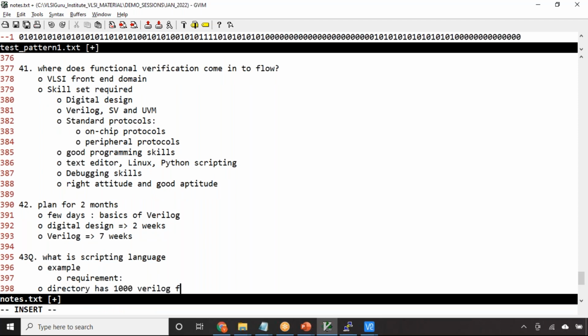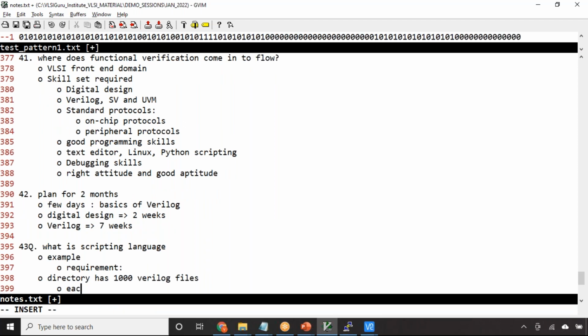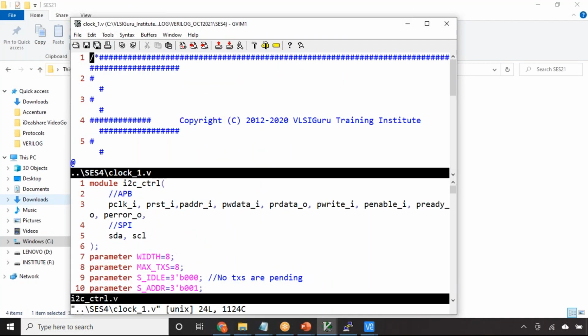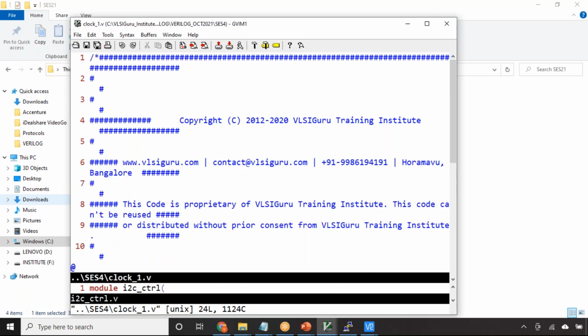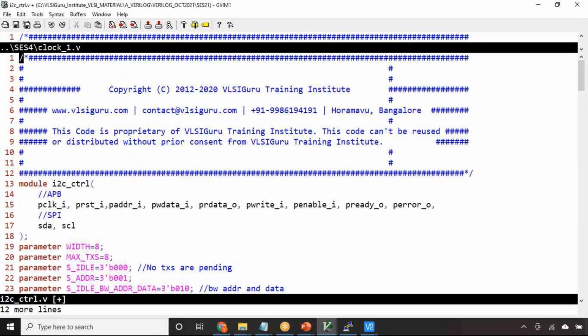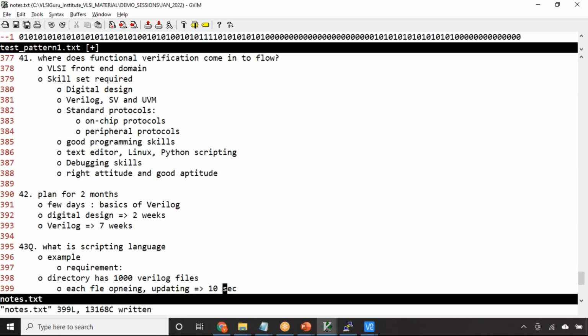1000 Verilog files. Each file, opening and updating, takes how much time? Roughly it will take 10 seconds, assume. So what I did, I opened this, I opened the other file, I copied from there. How many lines is it? 12 lines, and I pasted it here. So I have now updated it. I saved it. For one file, roughly around 10 to 15 seconds it took me, assume.